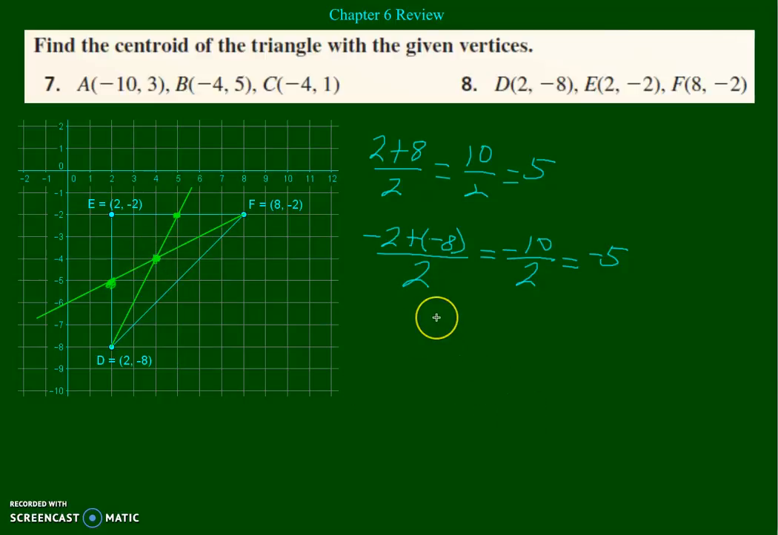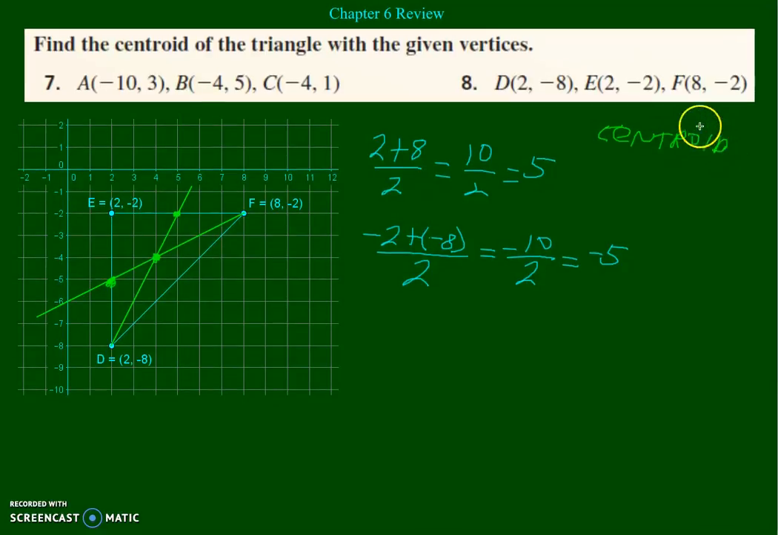So we can say our centroid then is 4, -4.